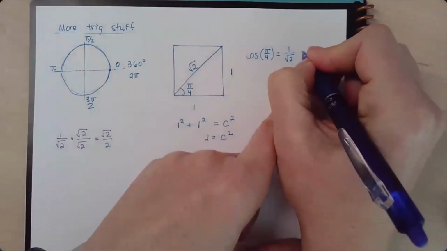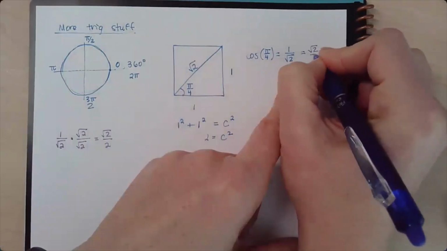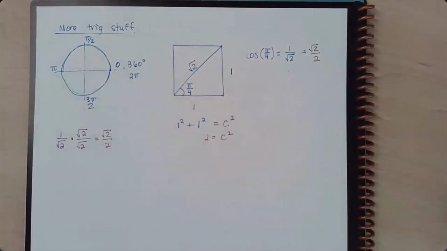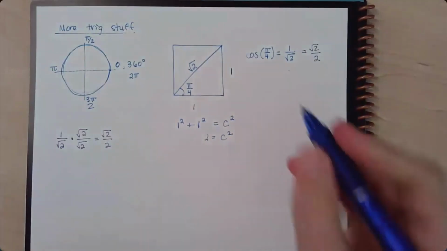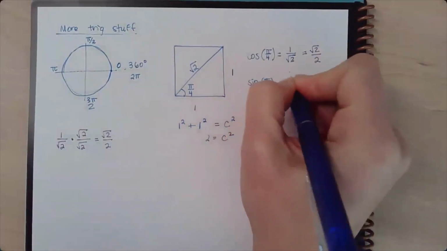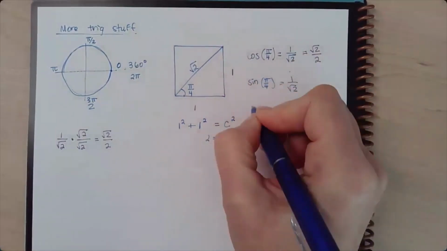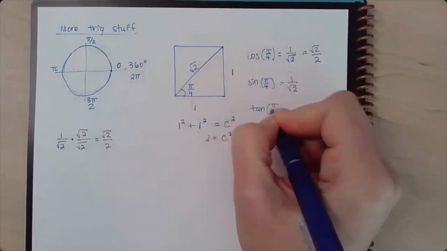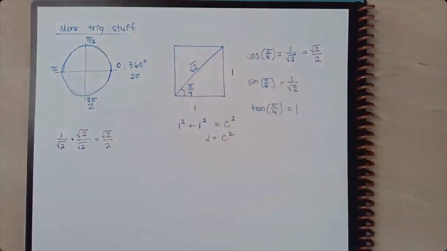However you want to think about this is fine. I like the 1 over square root of 2 because I can see it in the picture. And the square root of 2 over 2 for me feels like something arbitrary that we've memorized. By the way, for the same picture, sine of pi over 4 is also 1 over the square root of 2. And tangent of pi over 4 is equal to 1.